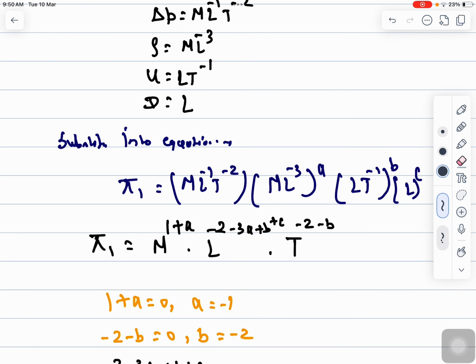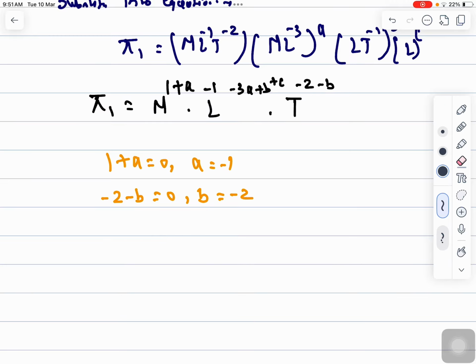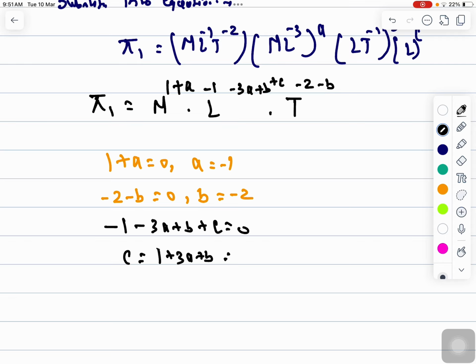Oh, sorry for that. It should be 1 minus 1 minus 1 minus 3a and then plus b plus c. Minus 1 minus 3a, yeah. I'm really sorry for that. So it will be minus 1 minus 3a plus b plus c equals 0. So c will be equal to 1 plus 3a plus b, that is equal to 1 minus 3 plus 2.